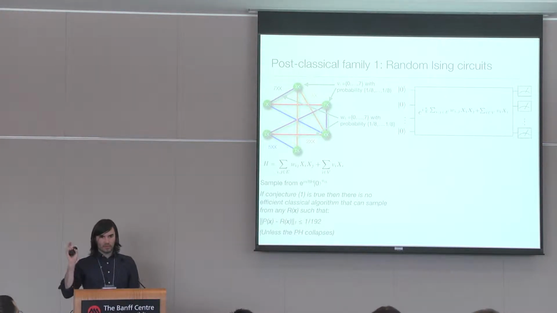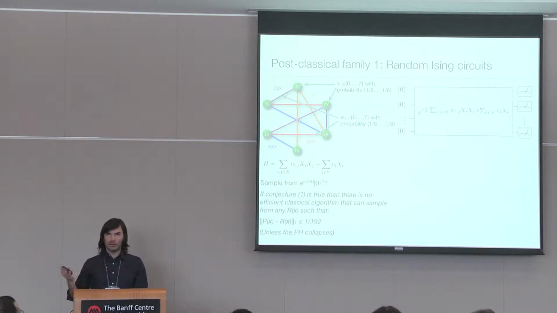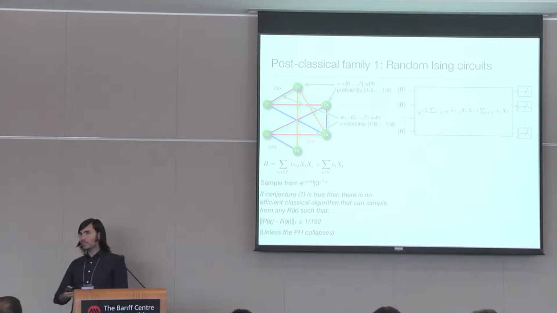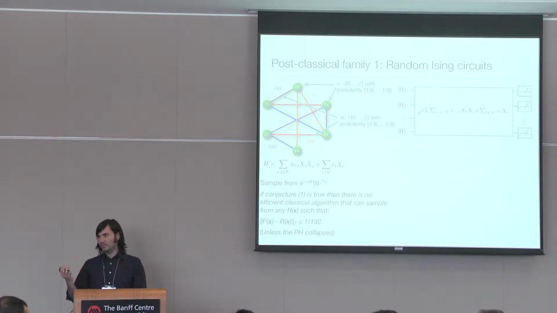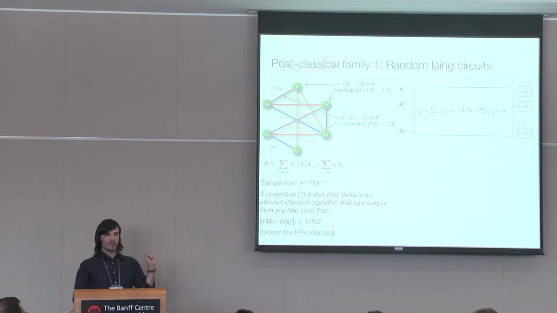So the first sort of post-classical family are those that are generated by what I call random Ising circuits. All right, so the Ising model is a ridiculously frequently studied model in condensed matter physics. And it should be familiar to, I guess, most of the people in the room, but for those for whom it isn't, what you have is, say, some graph of vertices, okay? On each vertex, you're going to have a spin. The edges on the graph represent an interaction between those spins, and on each vertex, you're also going to have some sort of self-rotation kind of term.